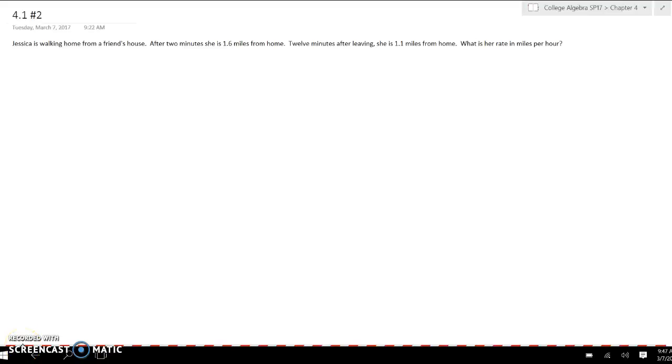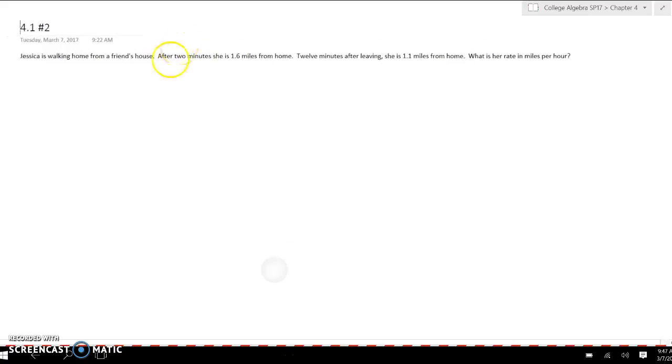In this problem, we are given a scenario and we have to come up with a rate, which is the same thing as saying a slope, if you want to think of it that way. So the key to that is getting two ordered pairs that we can calculate slope and then translate that into a rate. So let's look at the information that we're given and come up with those ordered pairs.